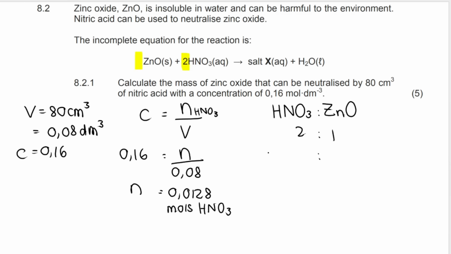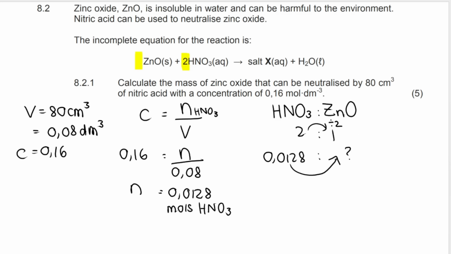So I know that 0.0128 moles of HNO3 will react. How do I work out how many moles of zinc oxide will react? Well, how do you get from 2 to 1? You divide by 2. So I need to divide the number of moles here by 2 as well.